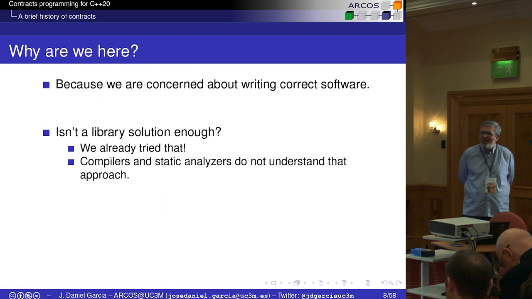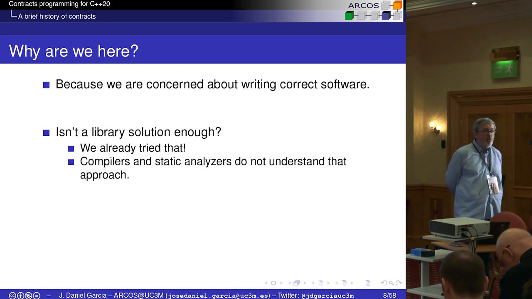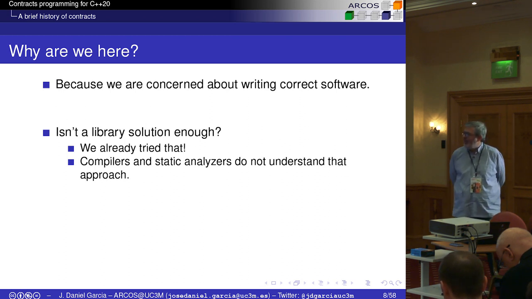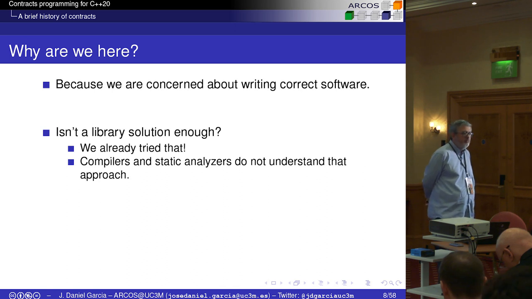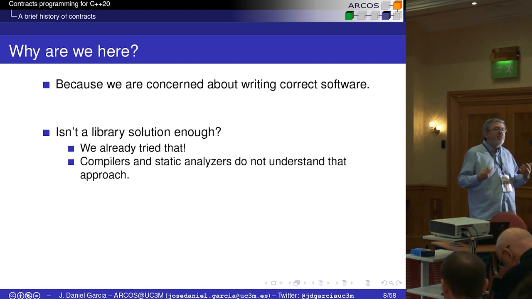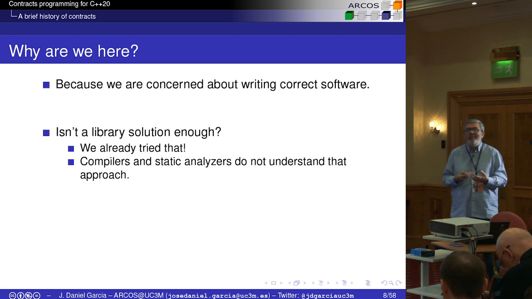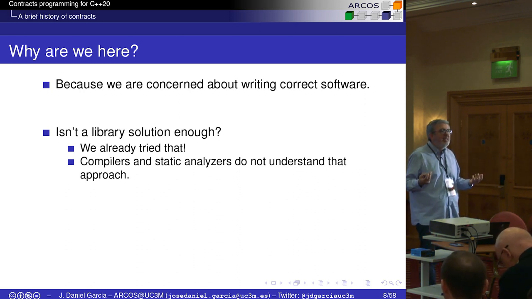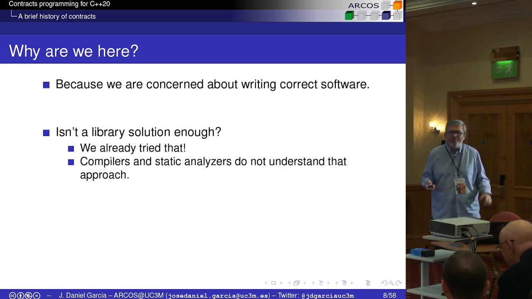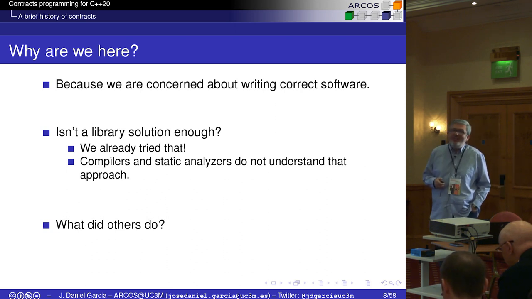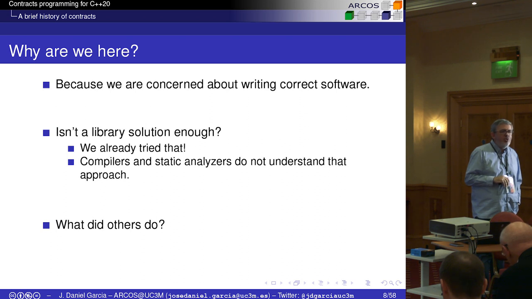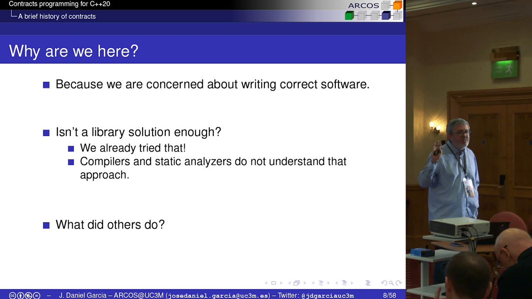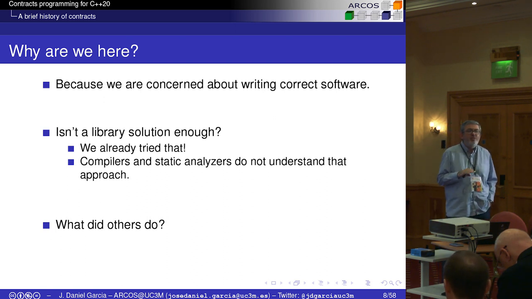So we already tried that in a number of ways. One problem with any library-only solution is that compilers and static analyzers do not understand the approach. They cannot go and see your assertions and reason about your code based on them, because they are just, in the best case, function calls, in the worst case, even worse, macros. So you cannot do that much with that. And what did others do? We already know, all of us, that Eiffel did a language solution with very nice ideas. You will see that what we are proposing for C++ is not so nice at this stage. So you may see easily that it will be a subset of that.